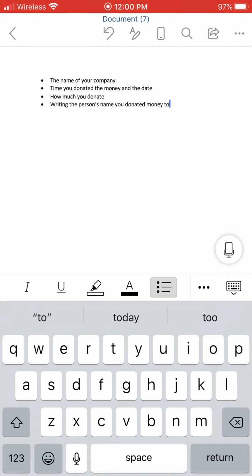Like, the time is Tuesday, October, that day. You know what I'm saying? And if I donated to them today, I would just put today, and then the exact amount I gave them. Then if I know their name, I would just put that there and show it to my tax auditor. It should look something like this.